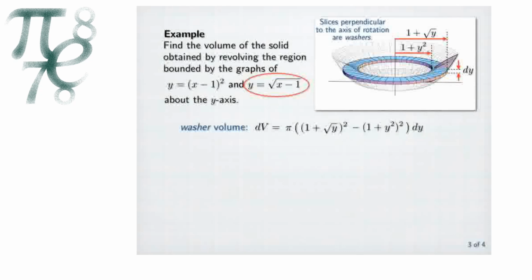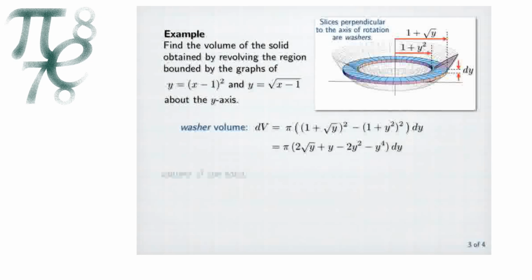Now let's prepare this for integration by expanding products and simplifying. Note that the resulting constant term will be 1 minus 1 equals 0. The first term, 1 plus the square root of y quantity squared, contributes 2 times the square root of y plus y, and the second term, minus the square of 1 plus y squared, contributes minus 2y squared minus y to the fourth, so we have dv equal to pi times 2 square root of y plus y minus 2y squared minus y to the fourth, all times dy.